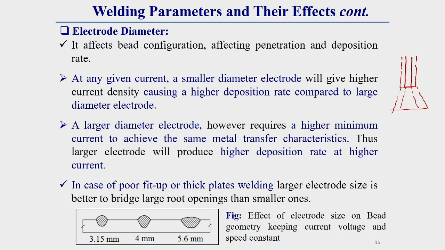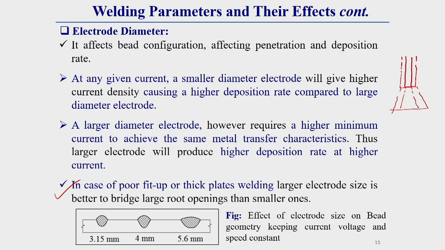That means for a particular spray type of metal transfer, the current required for a lower diameter electrode will be higher for a higher diameter electrode to get a similar spray type of metal transfer. Definitely that should be there. Thus, a larger electrode will generally produce a higher deposition rate at higher current. So, to get higher deposition with a larger diameter electrode, we should increase the current level.